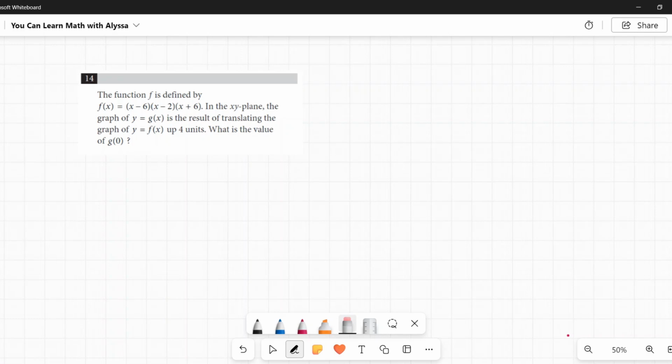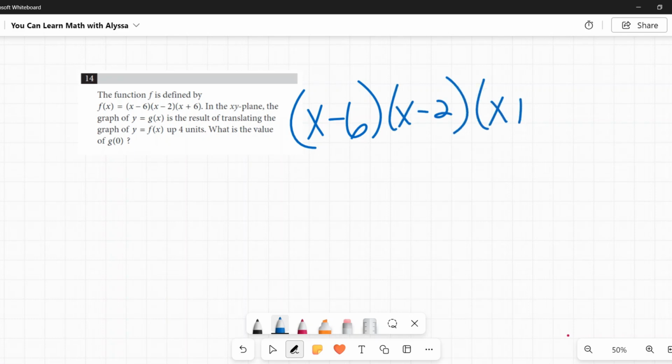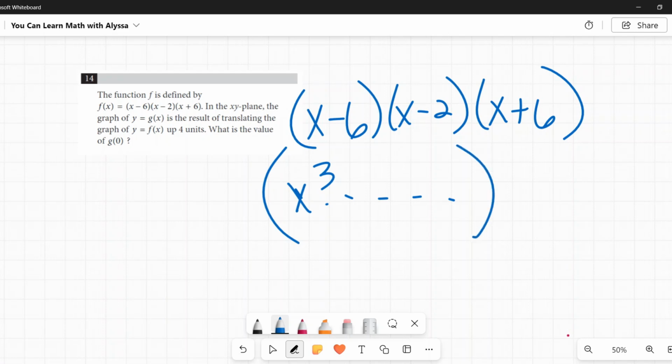So here I have this initial (x minus 6)(x minus 2)(x plus 6). Now, if I multiplied all these together, I'm not going to, but if I did, I'd get x cubed and so on. So I'm going to put that as a combined x cubed. If I wanted to translate this up 4 units, up and down, you add to the outside. So I'm going to say plus 4. All of this together, plus 4, is going to move it up 4 units.